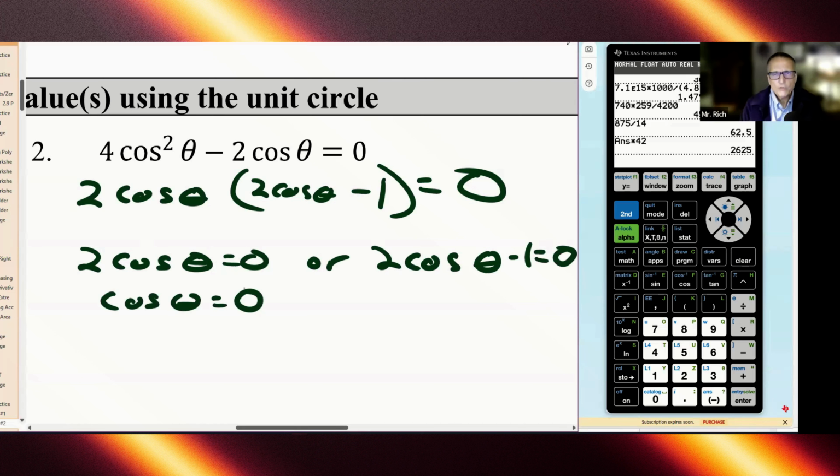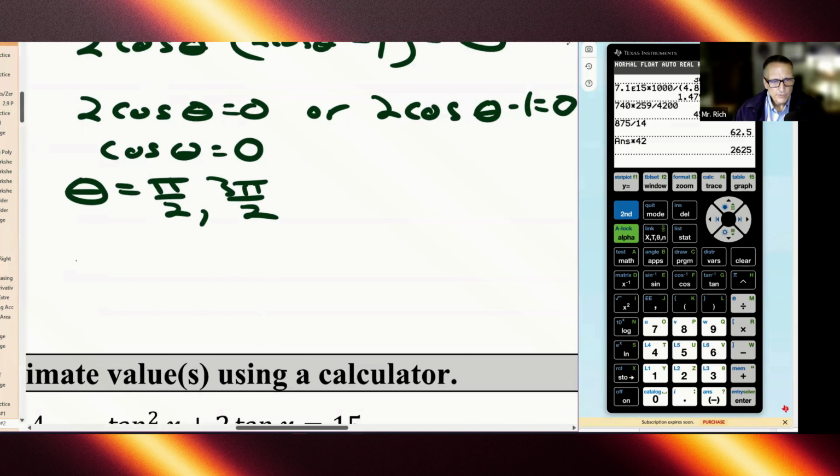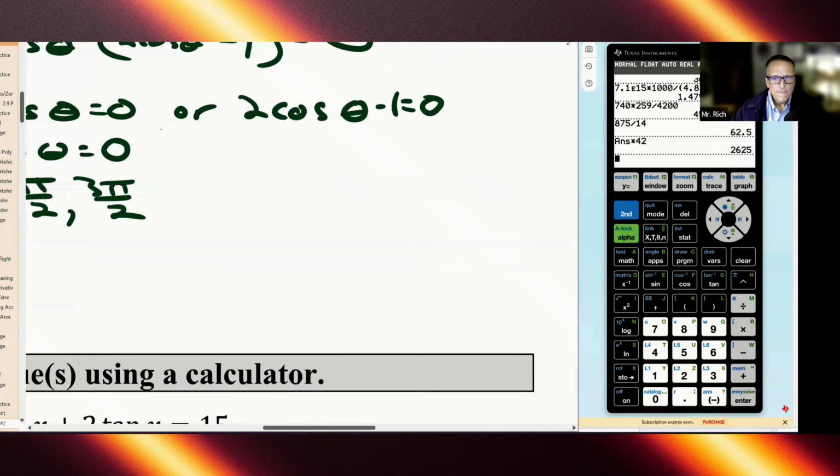Dividing by 2 leaves me cosine theta equals 0. And then I think, gee, where in the unit circle between 0 and 2 pi would cosine be 0? Well, I know where that is. That's where the x coordinates are 0, and those x coordinates are 0 at pi over 2 and 3 pi over 2. The other way to think about that, just so you know, is to picture the cosine function. You could use the unit circle, or you could picture the cosine function. When is it 0? Right here at pi over 2, right here, 3 pi over 2. So those are two solutions to our equation.